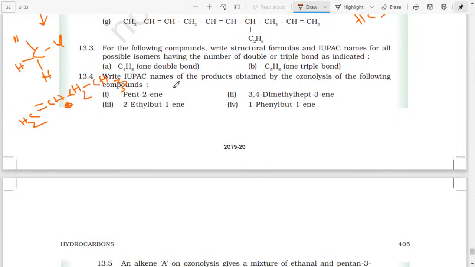Write IUPAC names of the products obtained by the ozonolysis of the following compounds. Dear students, ozonolysis is very, very important. I have explained ozonolysis in detail. Please go through that chapter also if you want.